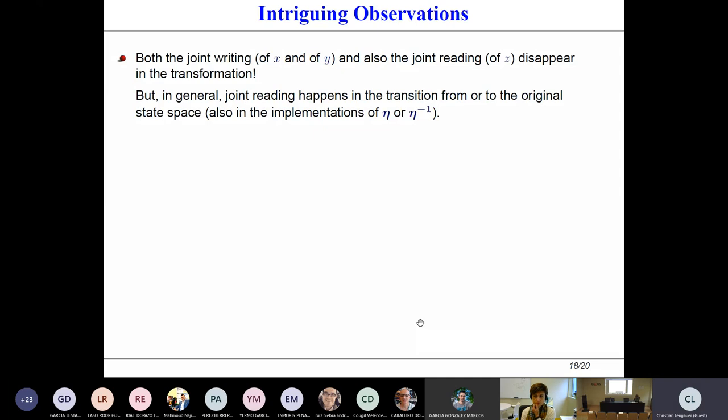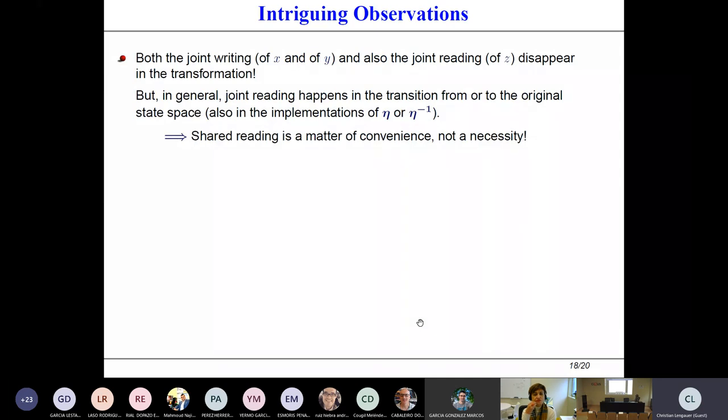So what does that tell us? It tells us that shared reading is a matter of convenience, not of necessity. I call it semantic sugar. If you know the term syntactic sugar, it is syntax that is convenient for you, but not strictly necessary. Shared reading is convenient for the formulation of your program, but not strictly necessary.